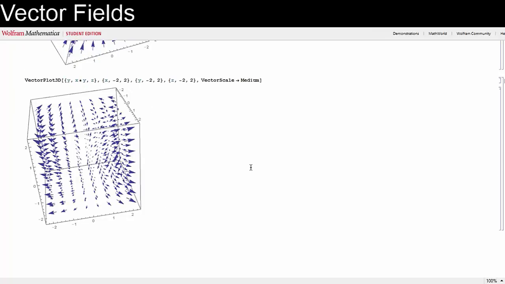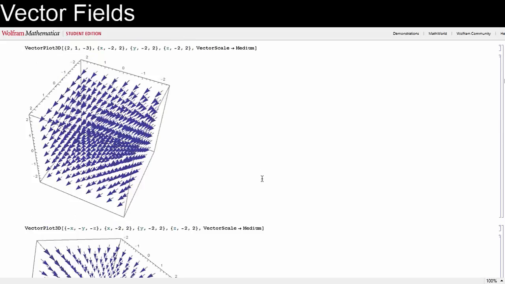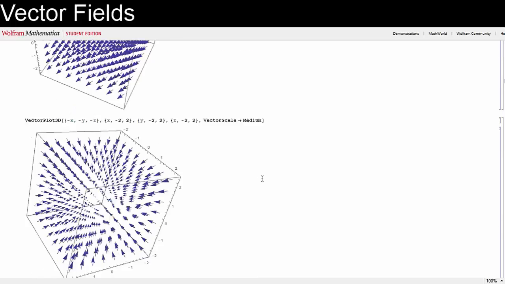So that was it for just showing off some of these vector fields. Hopefully you have an idea of what a vector field should look like. And again, there's many, many different vector fields. So, yeah. Okay.